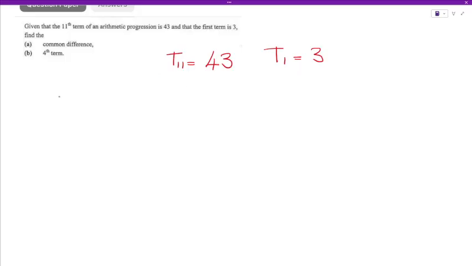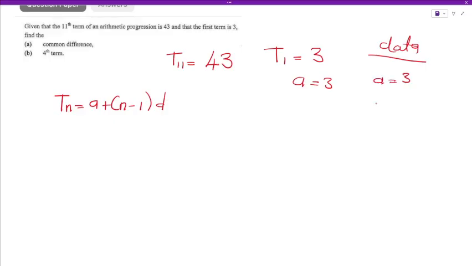So what you're going to do is come up with a formula for T11. Remember, the formula for finding the terms is this one, n minus 1 d. Now you will notice it brings me back to the same method I use. Remember T1, term number 1, is also known as what? A. So if you come to your data table there, you have A already given to you as 3. D is what they're asking you to find.